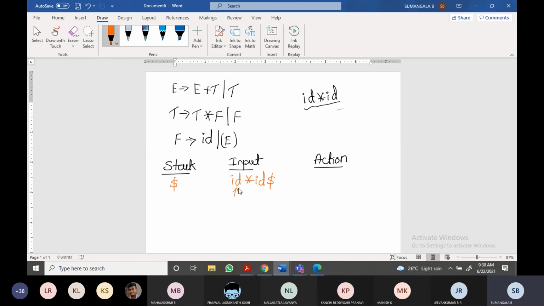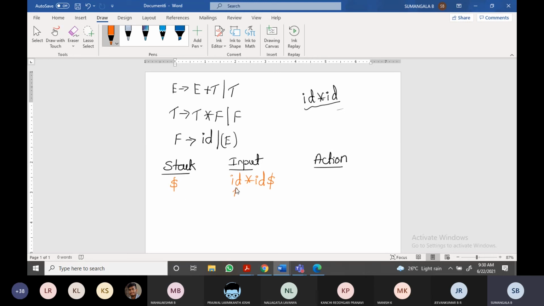This is the entire string you have, ID star ID. You take this substring ID and check whether it is going to match with the body of a production. Yes, it is matching, right? F deriving ID will match, but directly you cannot apply that production. First you have to push this ID onto the stack, and only then should you check with the body of the production.